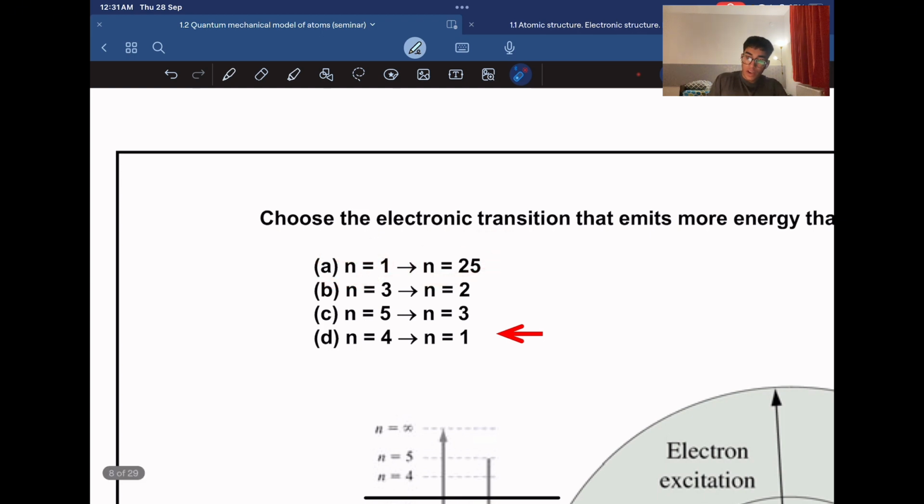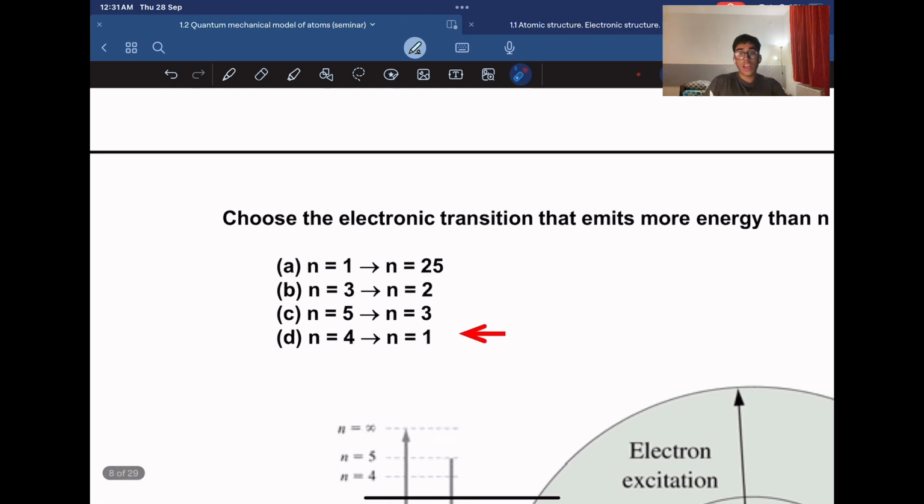n1 to n2 and n5. See, now, if you want to emit energy, you're going to have to be coming from a higher energy level to a lower energy level. Understand? Emit means higher to lower. Absorb means lower to higher. Okay? Because after an electron absorbs radiation, it jumps up to a higher level. That's why the first option can be neglected, because it's going from a lower energy level to a higher energy level. So basically this is for absorption.